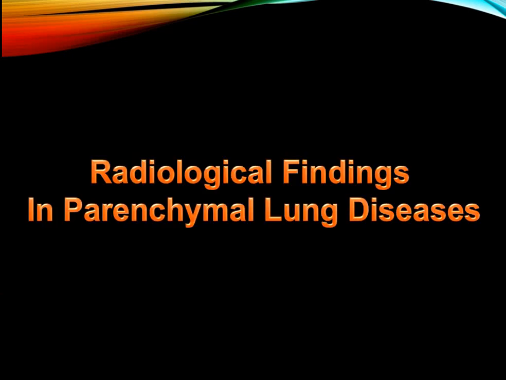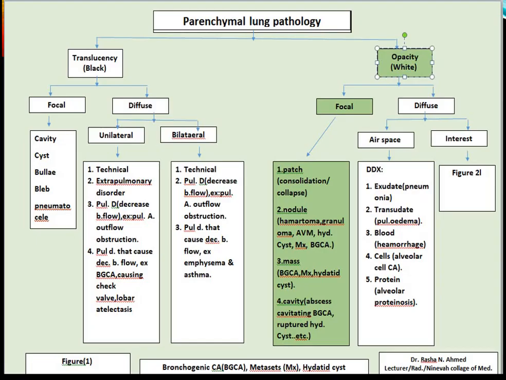We will start with some radiological findings in parenchymal diseases. Parenchymal lung pathology could be either translucency or opacity. The opacity and the translucency can both be either focal or diffuse. For focal lung opacity, we have 4 differential diagnoses, which include the patch, nodule, mass, and cavity.